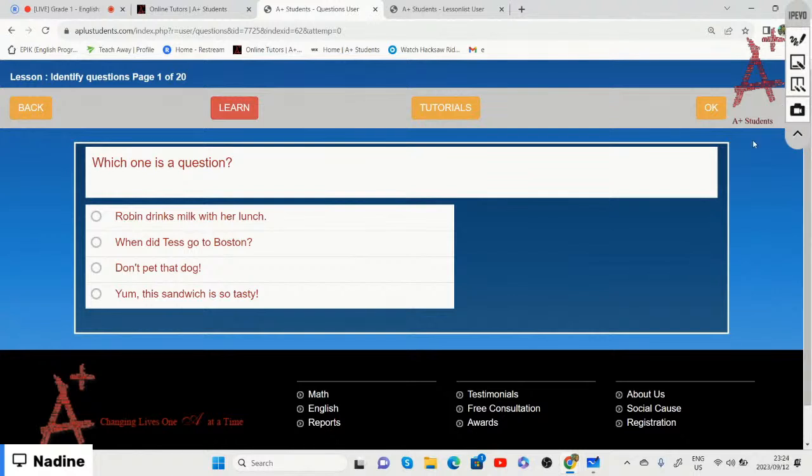So you need to look at these options, either number one, two, three, or four. Which one is a question? Which one asks a question, where you are going to respond? Which one ends with a question mark? Because that is a question.